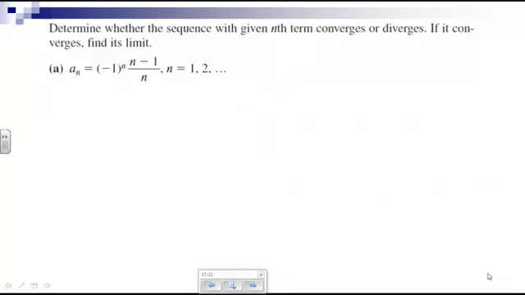Your turn. Does this sequence converge or diverge? If it converges, what does it converge to?